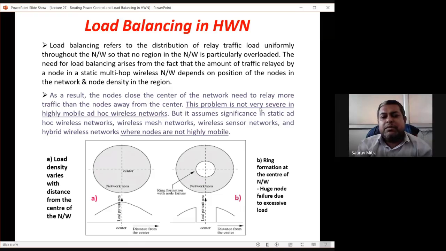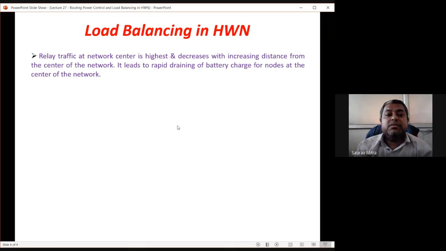But the problem is not very severe in a highly mobile ad hoc wireless network, because a high energy node can fill in and a low energy node can go out. But it assumes significance in a static ad hoc wireless network. Static ad hoc wireless network means wherever you have deployed the node, it will stay there. It is not going to move. Wireless mesh network, this is also static type. Wireless sensor network, static type. And hybrid wireless network, all these are static type, where nodes are not highly mobile. So if nodes are mobile, then we can control this ring formation. If nodes are not mobile in all these four cases, then ring formation will be severe.